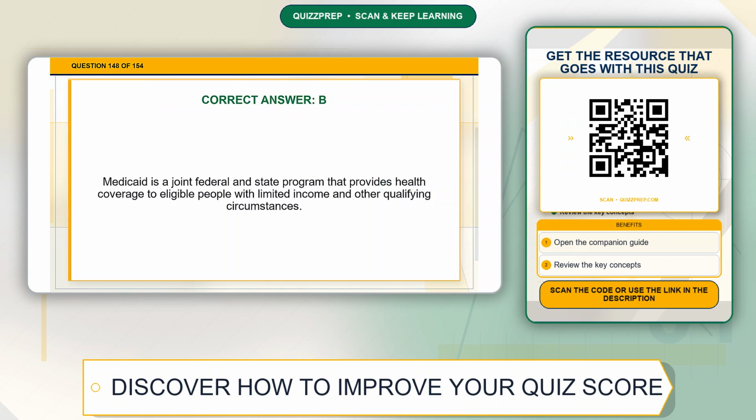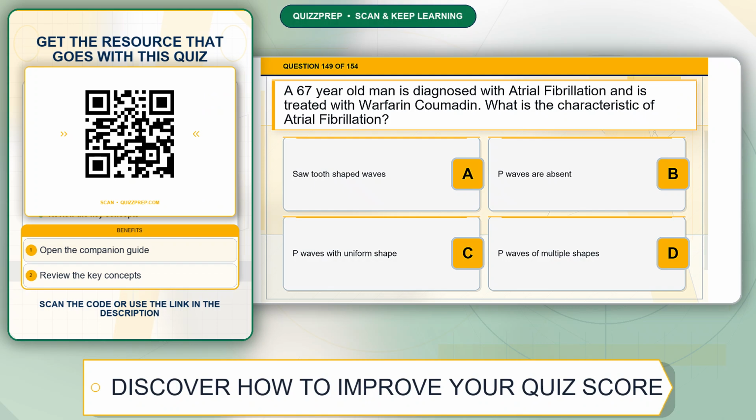Explanation. Medicaid is a joint federal and state program that provides health coverage to eligible people with limited income and other qualifying circumstances.